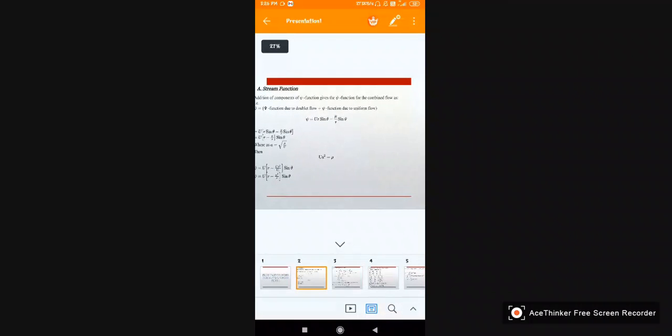Flow without circulation and uniform flow. Here, the stream function. First case, stream function, sir. Addition of components of psi function gives psi function for the combined flow as psi equal to the function due to doublet flow plus psi due to uniform flow. And we know psi is equal to u r sin theta minus mu by r.